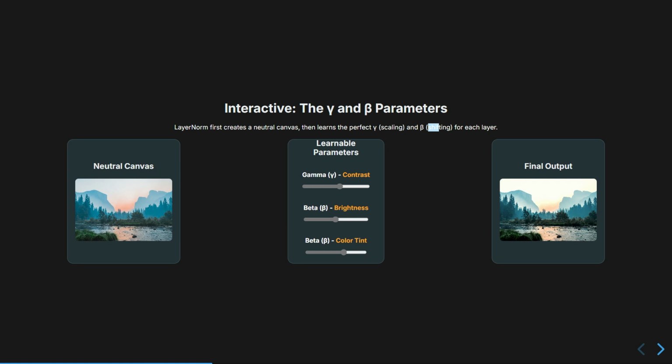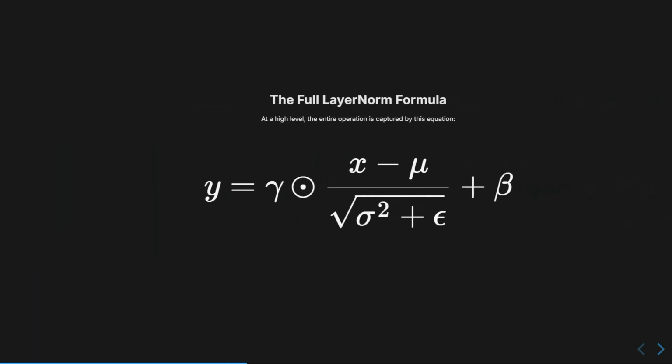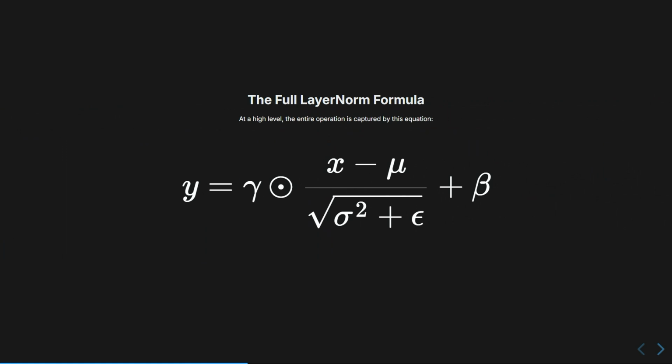And then here you have features more pronounced, while a lower gamma would compress them. Beta controls the center point. It shifts the entire distribution. The network learns these parameters during training to find the optimal statistical properties for each layer's specific function. Let's go to the formula.